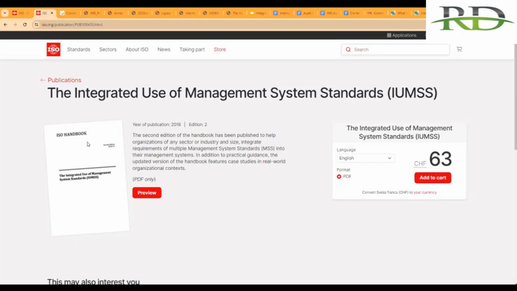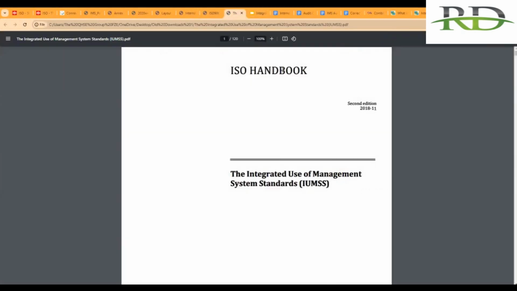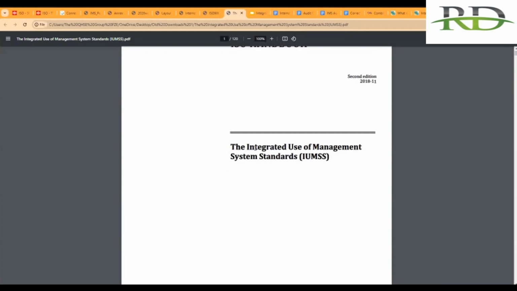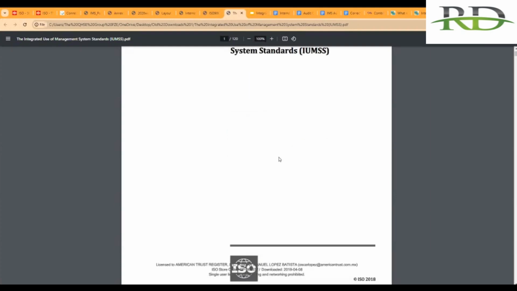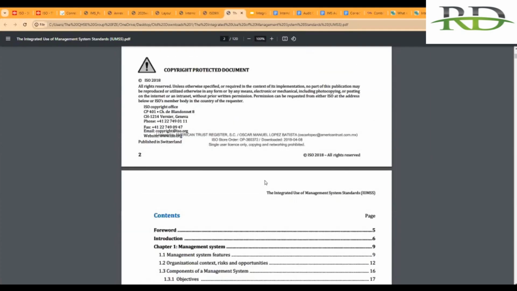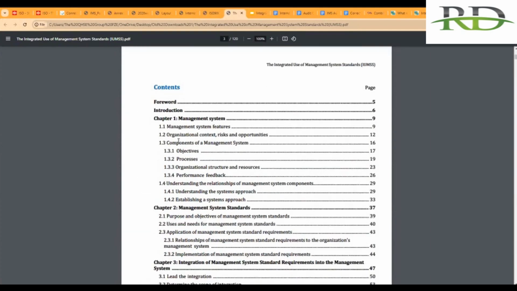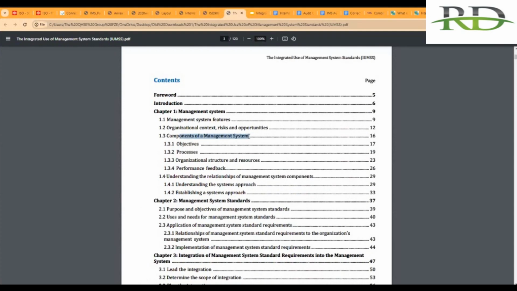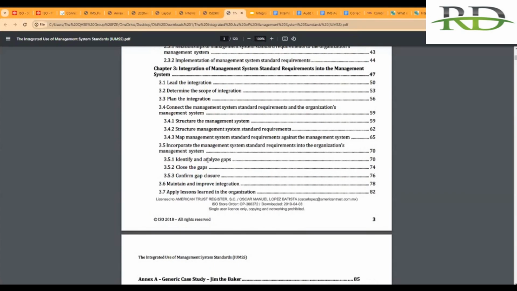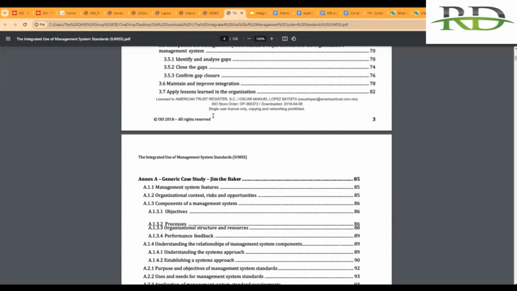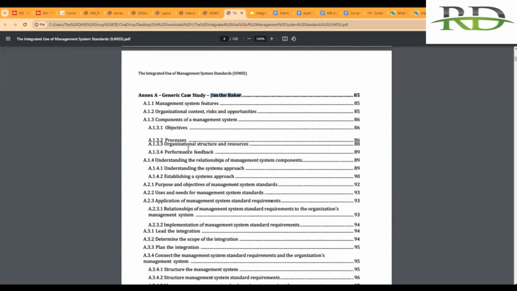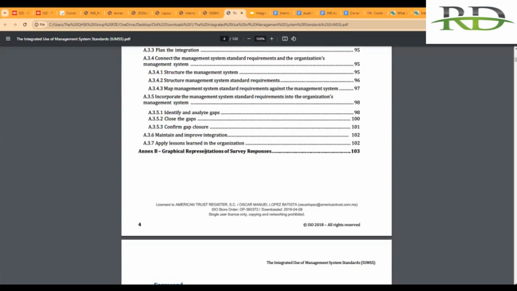So this handbook right here, you can click here to view the free preview, or you are going to get it alongside your course bundle and your certificate. This is the handbook that explains, using examples, what it means to have an integrated management system and what exactly is being integrated. It gives you the different components of the integrated management system. It also gives you examples of organizations like Jim the Baker and so on. How did they integrate their management systems?